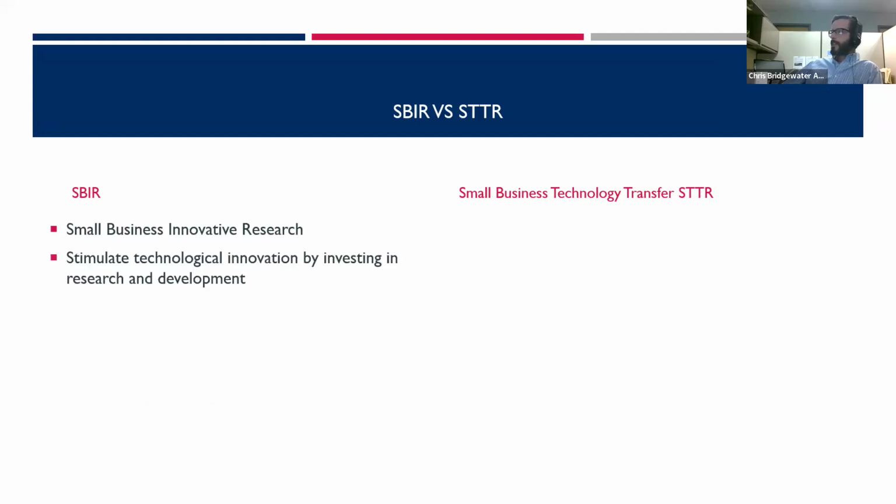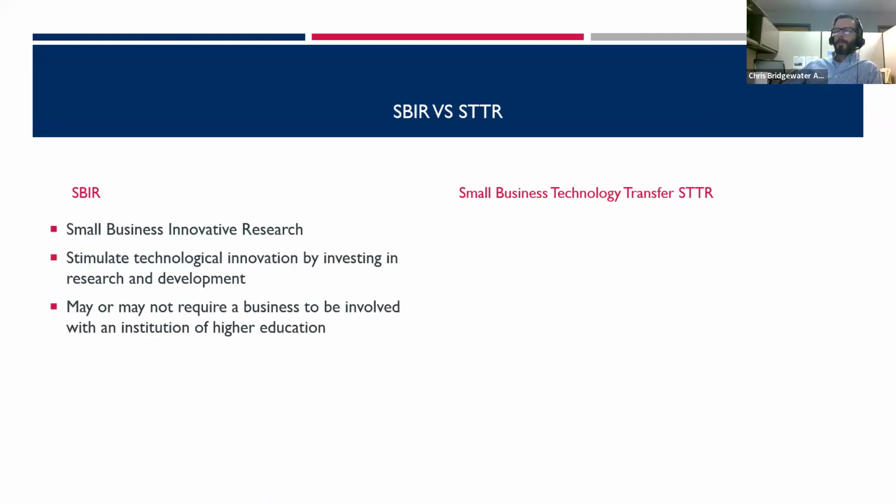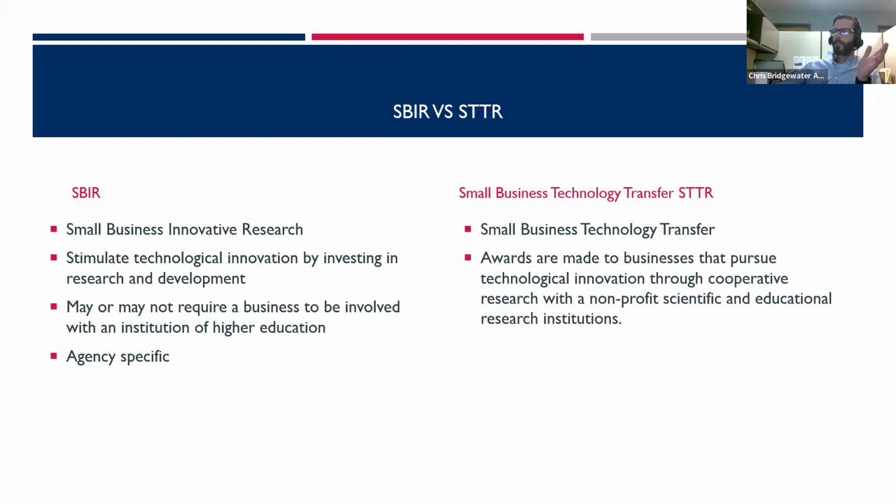So SBIR versus STTR. At the top level, the description is that SBIR is for a business. You can do a joint venture, you can partner with another business, in some cases it's allowed. But an STTR is where you're going to work, typically, with a university or a scientific research institution like one of the national labs. You can do some of that stuff.